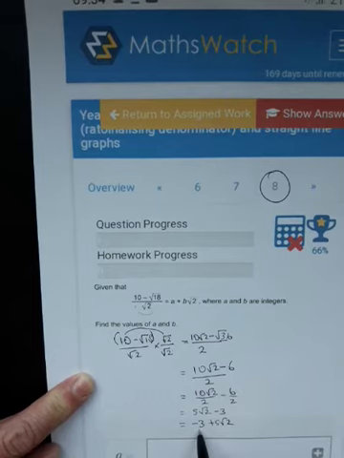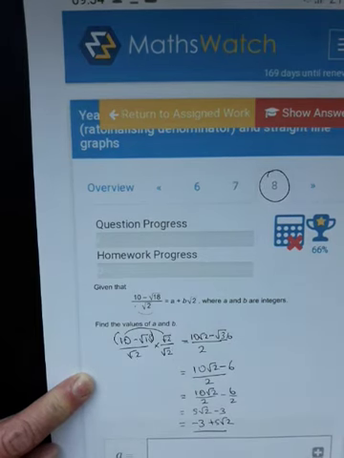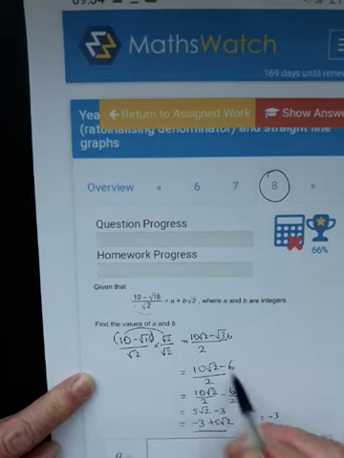So a is negative 3 and b is 5. Okay, and that's that one. The question asks you for a is negative 3 and b is equal to 5. I'm just going back to this line here.